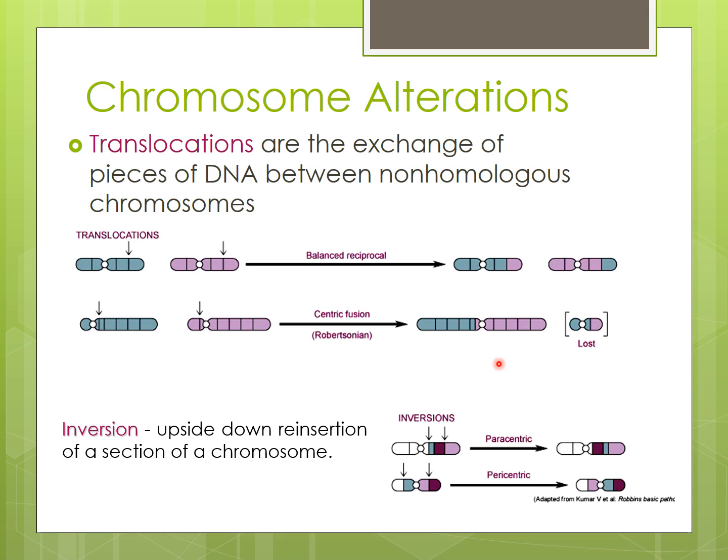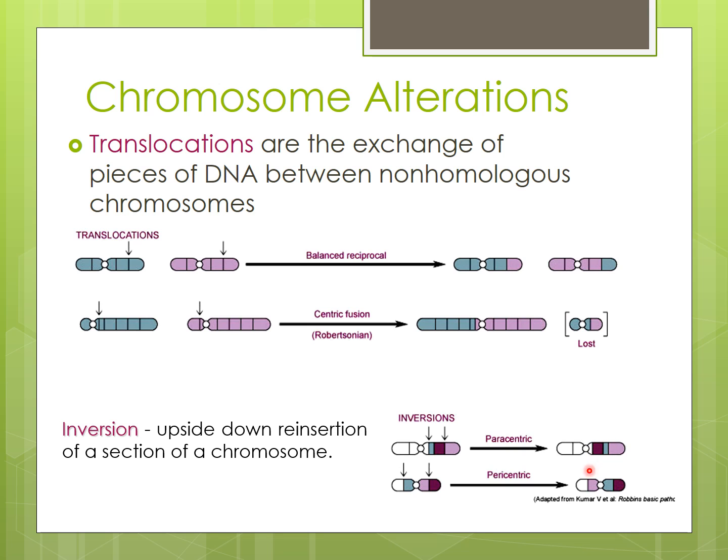Additionally, you could have an inversion, where you have an upside down reinsertion of a selection of a chromosome, in that you're essentially looking at a chromosome that is swapping locus. You have regions of DNA swapping loci within the chromosome. So they're swapping positions. So you could see here in this paracentric example, the darker maroon swapping with the light blue in the resulting paracentric swap.